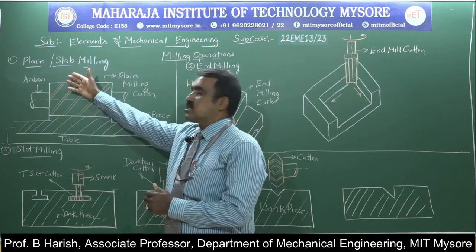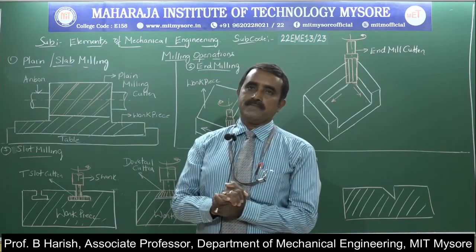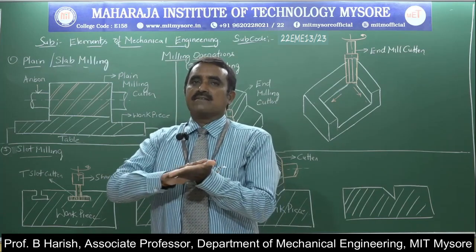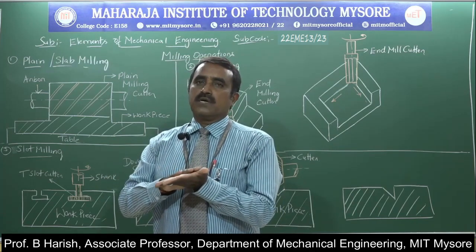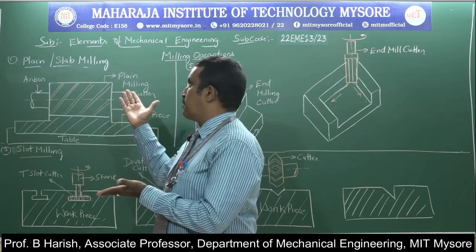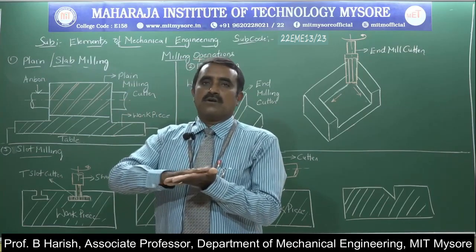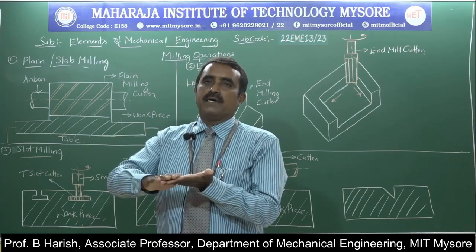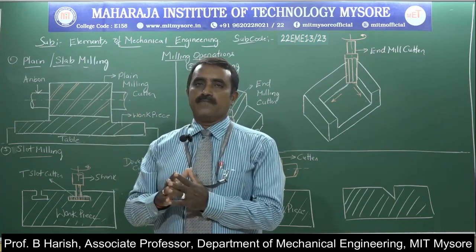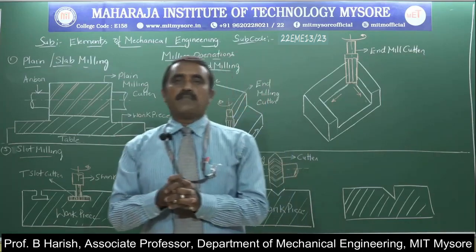We'll start with the first one. The first operation is plain milling or slab milling. Plain milling means producing a plain or flat surface, that's why the name given is plain milling. Slab is once again producing a flat surface, that is a horizontal surface on a slab, hence it is also called slab milling. This is the first operation that can be performed on a milling machine.